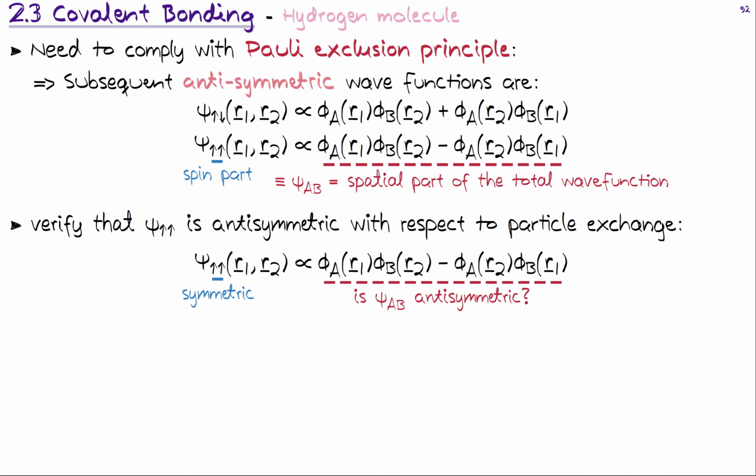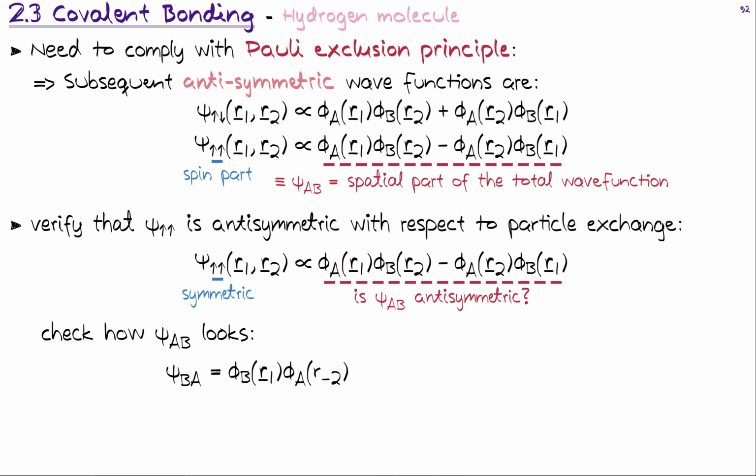And this is the question that we should then solve. Is this antisymmetric? We can do this by brute force calculation, so that we can check how psi AB, the spatial part of the total wave function, looks like. Here we can exchange the electrons and the atoms, the positions, and then we are left with a case that we have R1 in phi B, and in phi A we have R2.